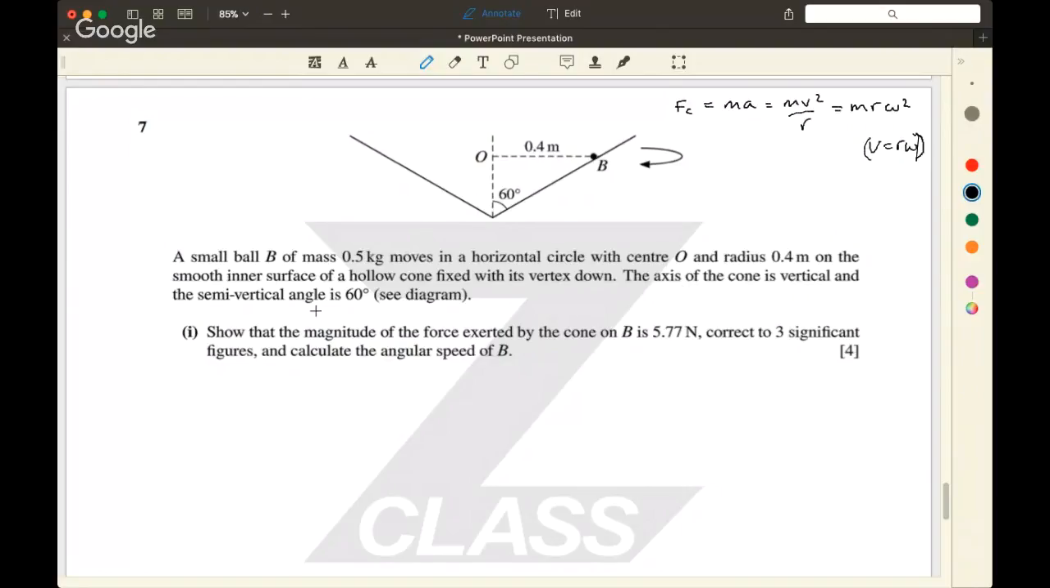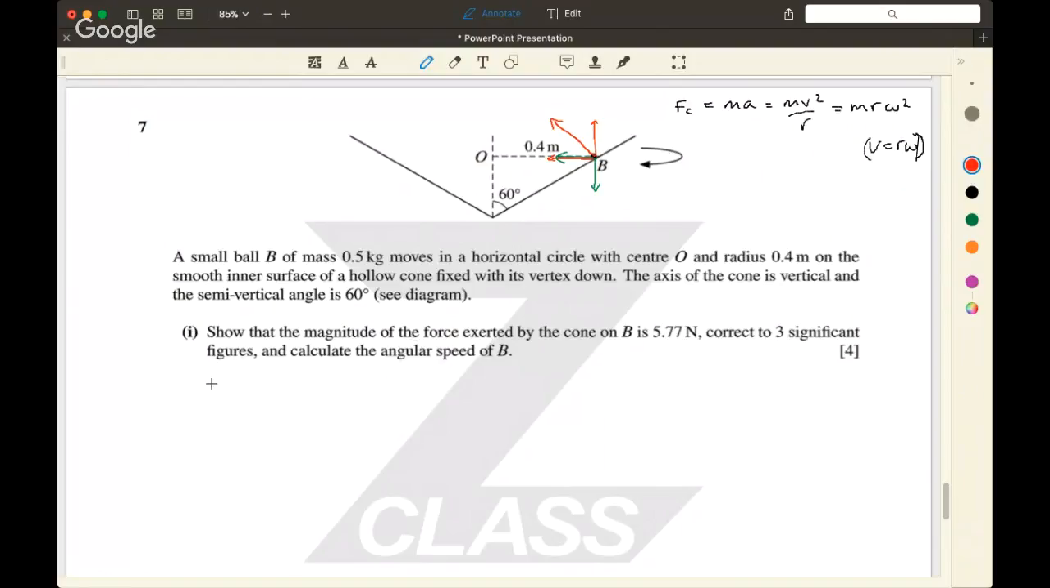Right, first thing is this thing moving around, and they want you to show the magnitude of the force exerted by the cone on B. Well, that's just a reaction force, right? That has to act exactly like so. And so it's going to have a vertical component and a horizontal component. And what else is acting on B? Well, the weight is acting vertically, and the centripetal force is acting horizontally. So these must all balance if the thing is not to be moving from where it is. I mean, it's moving rotationally, but it's not going into the cone or rising up into the air, and it's not going into the center.